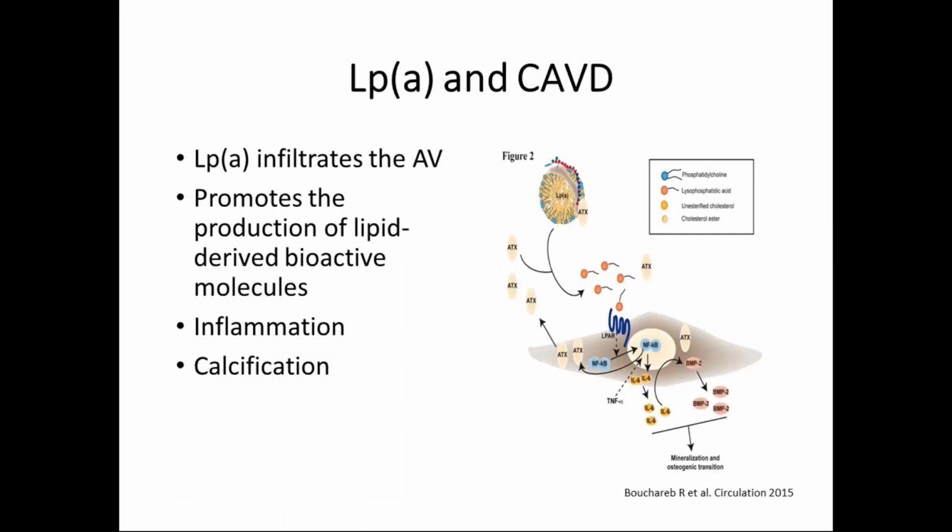The process whereby, at least in part, this lipoprotein induces calcific AS is through the fact that it transports enzymes, including one which is called autotaxin. It produces from the lipoprotein bioactive lipids, which act as mediators that promote inflammation and calcification of aortic valve cells. Next.